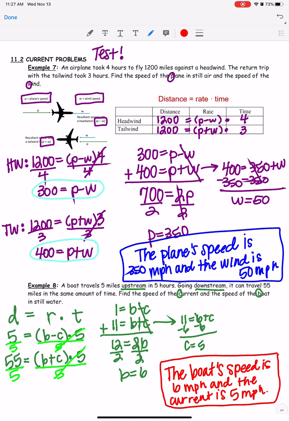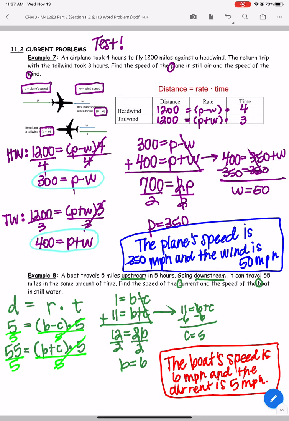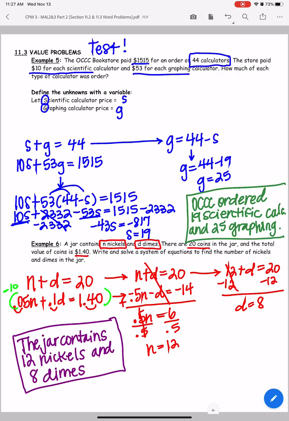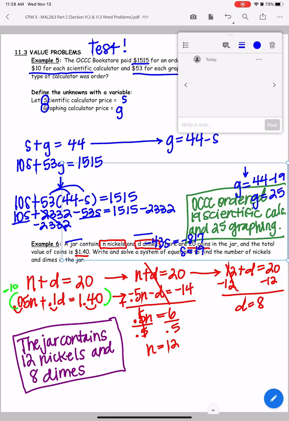All right, that's all I've got for this lesson. So as usual, rewind this video and pause it as much as you need to. You want to pay attention to these 2 current problems as well as these 2 value problems, because you will have test questions that are these types.